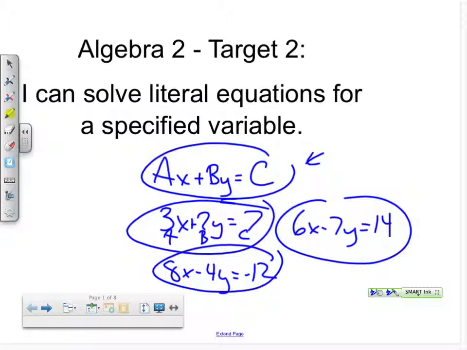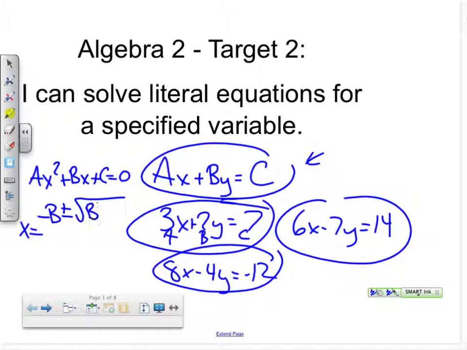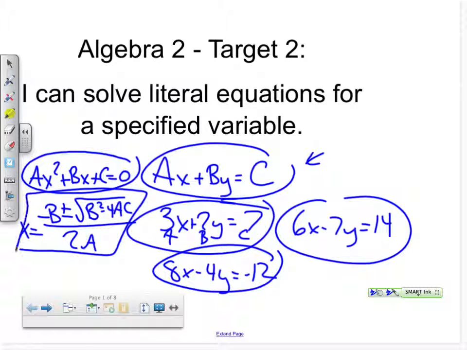A real famous example of a literal equation that you all love is ax squared plus bx plus c equals 0. That has been solved, and you get the quadratic formula: x equals negative b plus or minus the square root of b squared minus 4ac, all over 2a. We're not going to look at that one today, but later this year we will look at how we solve this literal equation to get the quadratic formula.